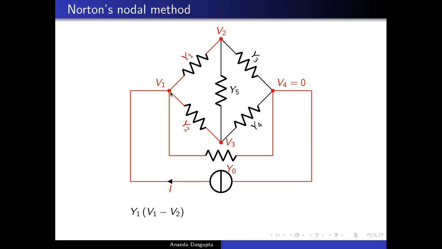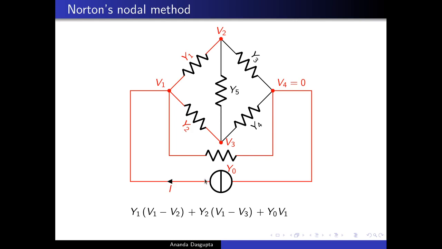Then there's another way in which current can go out, which is towards node V3. That's V1 minus V3 into Y2. That's the current which is going out again. Then there will be another one as well, which is current will flow out through Y0 towards node V4. So it's V1 minus V4, but V4 is 0. So it's just V1 into Y0. So these are the three currents going out of the node.